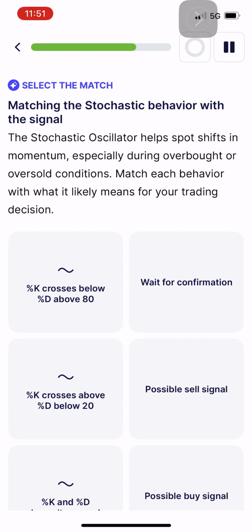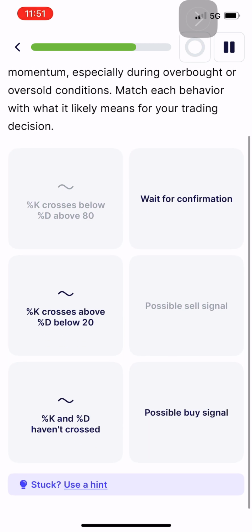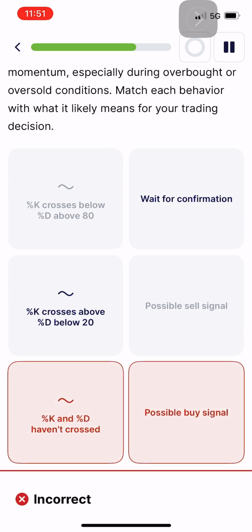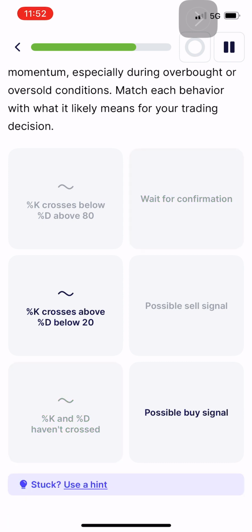Knowledge check. Matching the stochastic behavior with the signal. The stochastic oscillator helps spot shifts in momentum, especially during overbought or oversold conditions. Match each behavior with what it likely means for your trading decision.